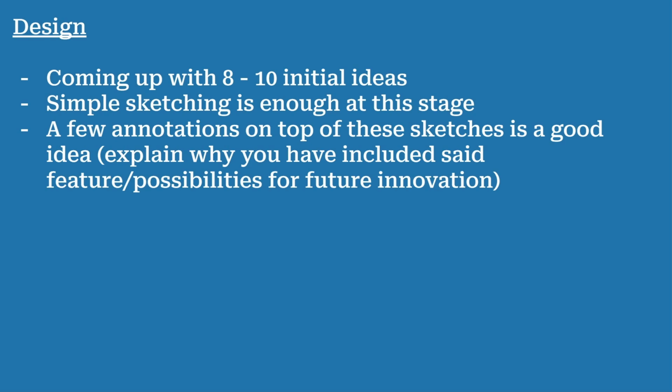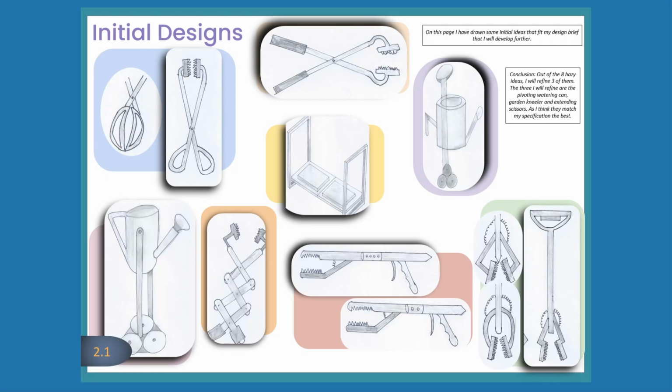Annotations are different to labels. You don't need to label obvious features, but instead explain why you have included that feature and other possibilities for future innovation. These ideas are meant to be rough and not finalized in any way, so you can point out mistakes and areas for development. So here's my initial designs page. I've got 8 designs on here. You'll also notice I've started putting an introduction and sometimes a conclusion on every page. I would recommend this just to introduce what the page is for.